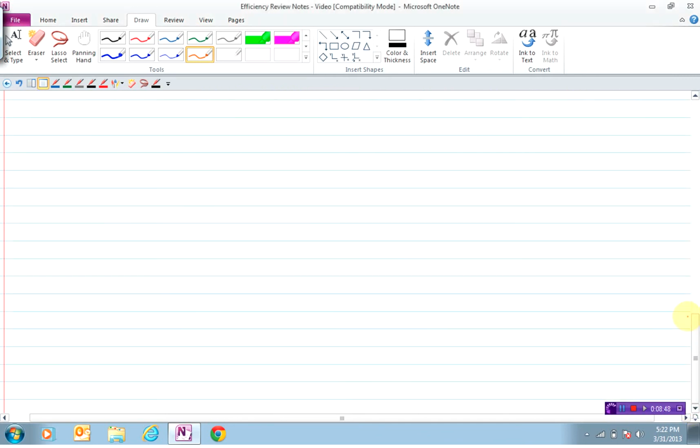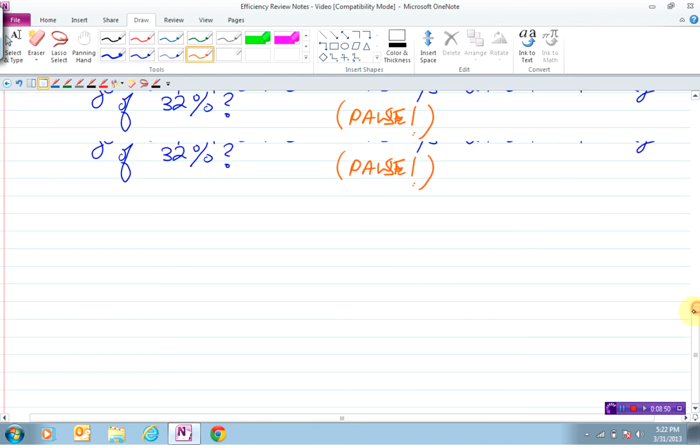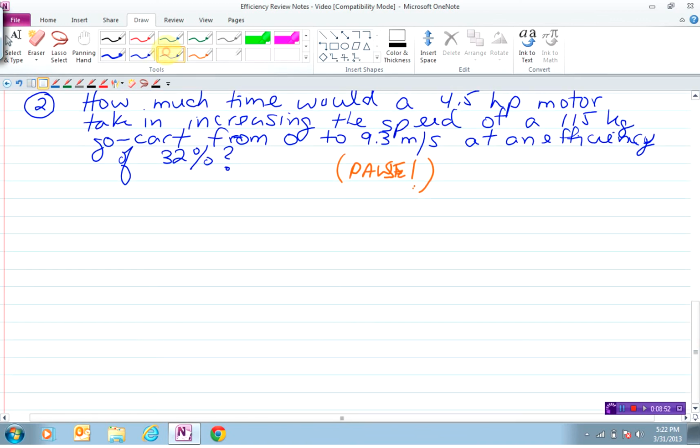In this case, efficiency is going to be equal to energy out divided by energy in, and we're going to multiply that by 100%. So energy out, well, remember, we have the efficiency, 32%. We know that's going to be 0.32.